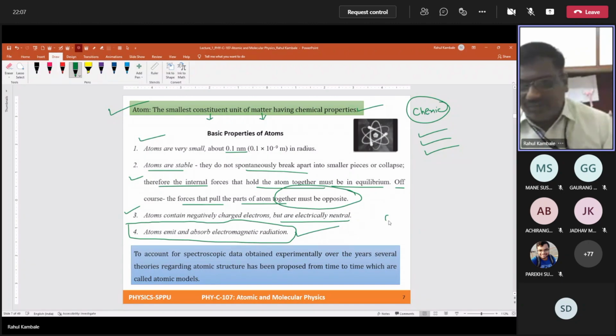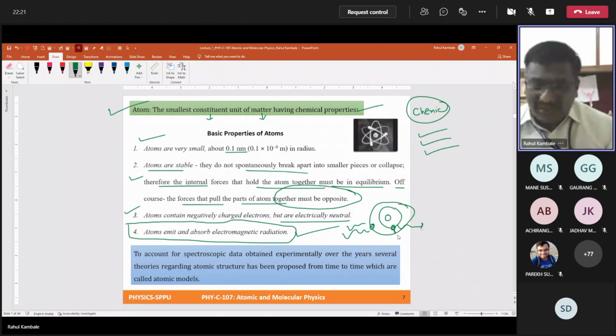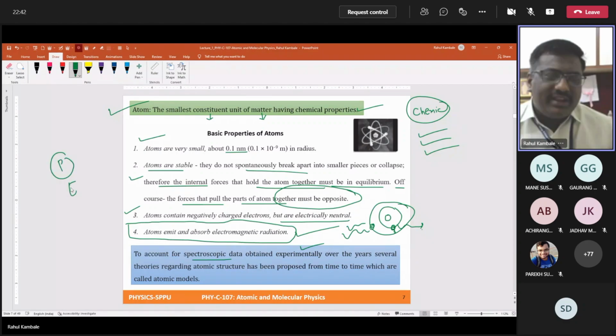Suppose this is the atom. If it absorbs, it will show some transition, it will give something. That means they respond to the incoming stimulus, that is electromagnetic radiation. This gives birth to spectroscopy. As years went on, theories were developed to account for the spectroscopic data obtained experimentally. One statement I would like to make: physics is a purely experimental science, and based on the results we get, theory is also developed.